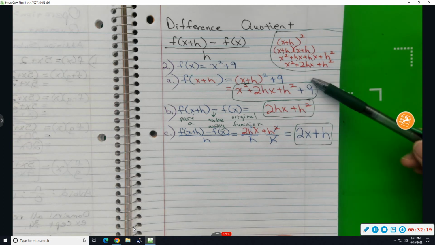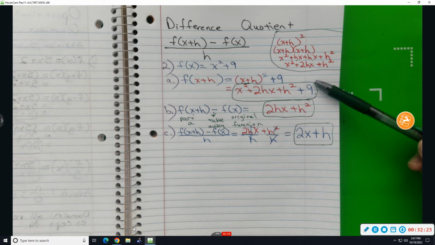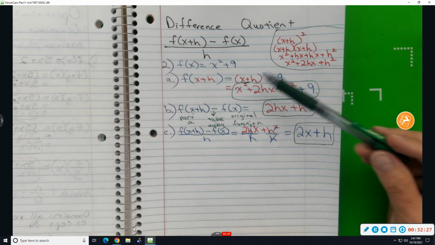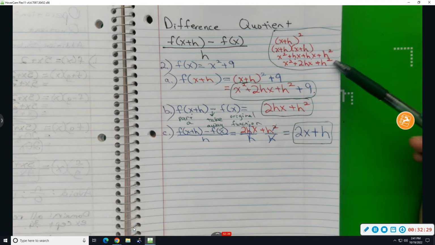As I said, that first part is usually the longest part, or at least it's where students go wrong most frequently, because they just square the x and square the h without foiling.